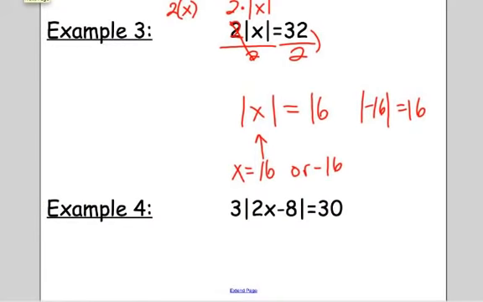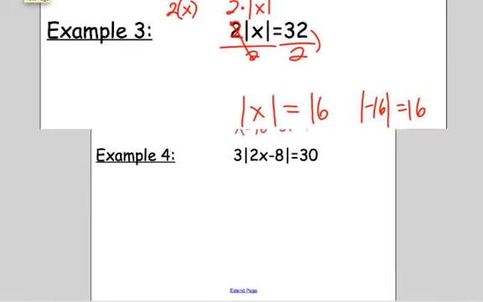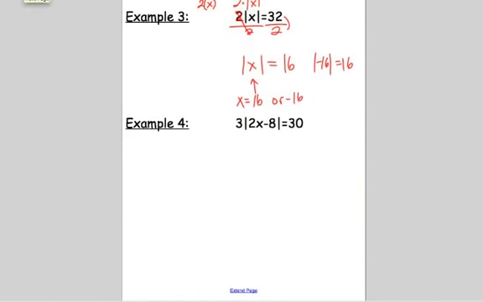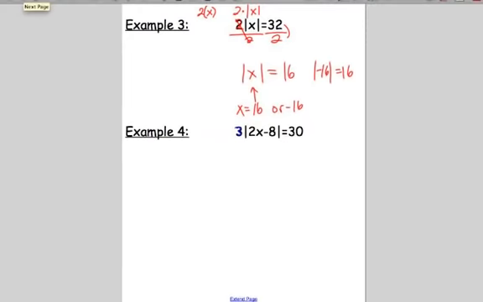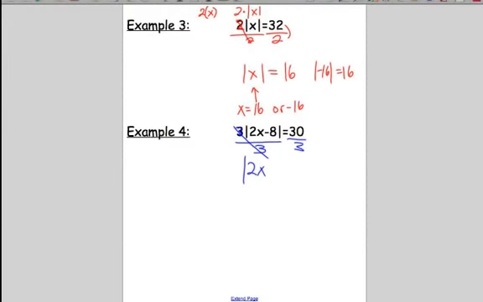Now example 4. This one looks more tricky because there's more stuff going on, but I'm going to start with getting the absolute value alone. So that 3, I'm going to take care of that 3 on the outside first. And the way I take care of it is undoing it. So I'm going to undo the 3 by dividing both sides by 3. Once I do that, then the absolute value of 2x minus 8 is alone, and it equals 10, because 30 divided by 3 is 10.